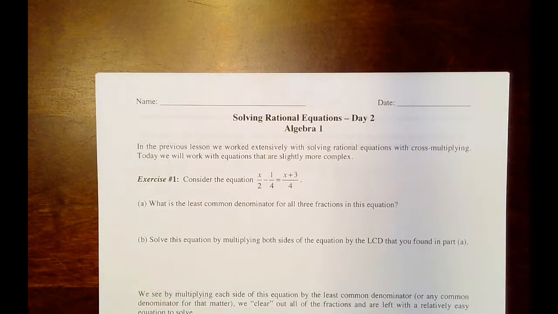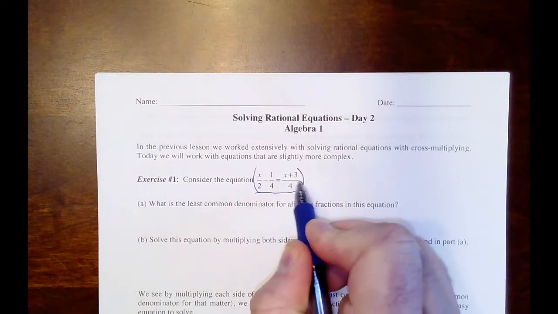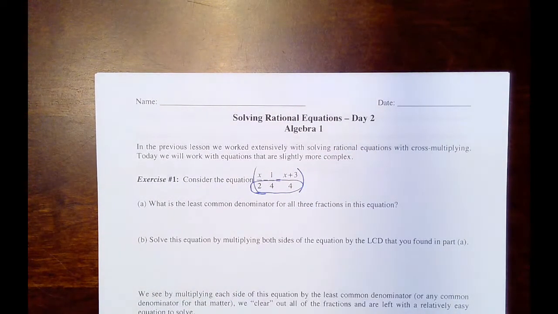In order to solve rational equations, here's what we're going to do. We're going to look at this all as one problem. We're going to focus on the bottom. My denominators are 2, 4, and 4. Now, unlike trying to find the greatest common factor, in this case, we need to find the least common denominator.